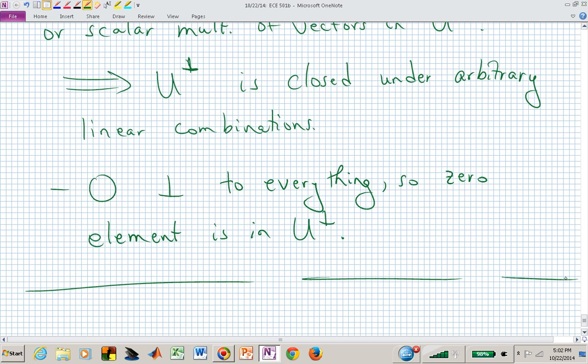So even though U is a subset, U perp is a subspace. Its orthogonal complement is a subspace. So even though maybe we are just including these natural numbers on the x-axis, if we were in R2, the y-axis would be U perp, so to speak. And that does form a subspace.